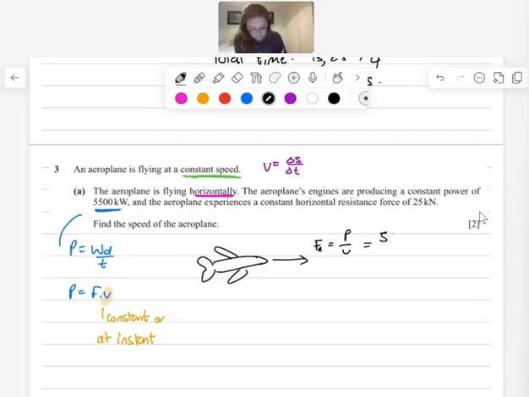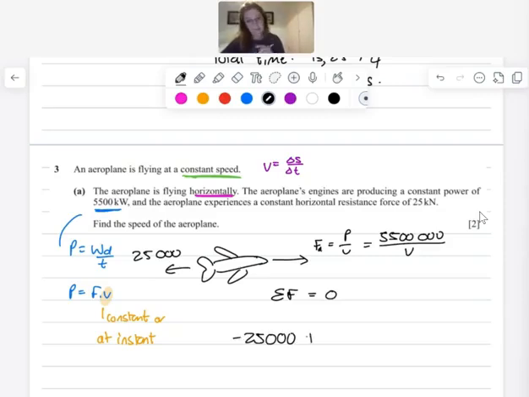It's got a constant power, 500,000 watts divided by my velocity, and it experiences a constant resistance force of 25,000. That's friction. Find the speed of the aeroplane. It's going at a constant speed, so the sum of the forces in my direction of motion is equal to 0. So all it has is 25,000 going backwards, and then it's got the driving force going forwards. Driving force is power divided by velocity, and that should be equal to 0.